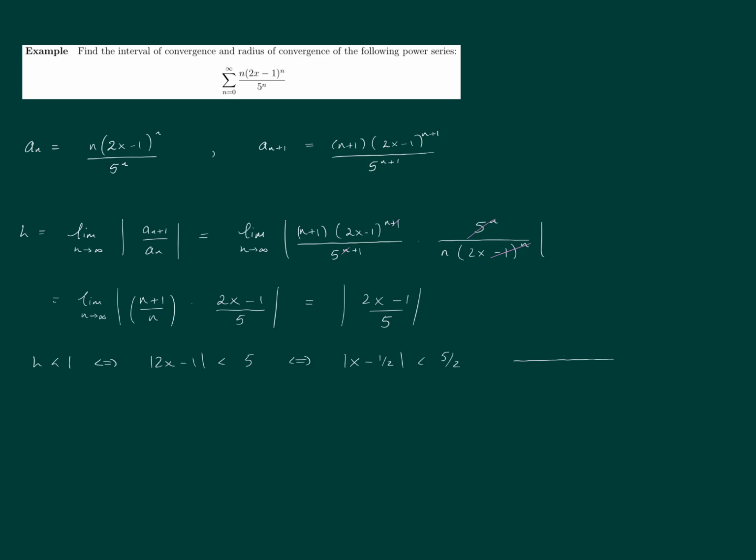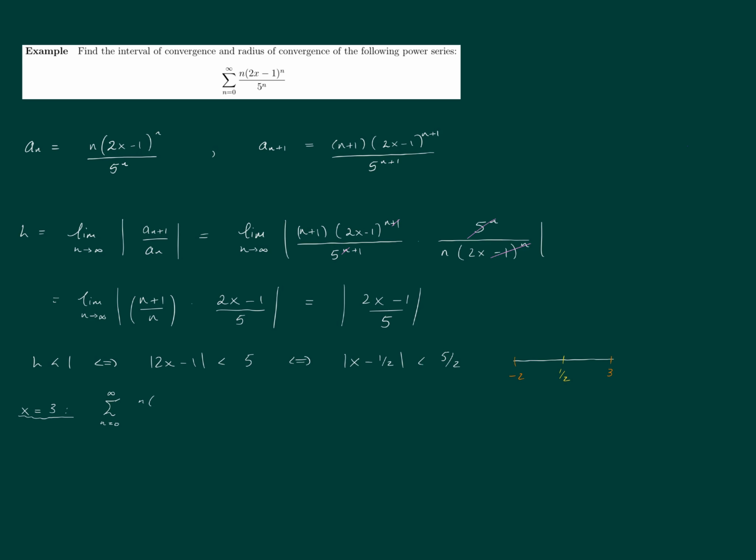So to draw this interval, we have a half at the center, and we go 5 over 2 to the right, and we land at 3. We go 5 over 2 to the left, and we'll get to -2. So check the boundary cases. So x equals 3. This would be the sum n goes from 0 to infinity of, plug in 3.